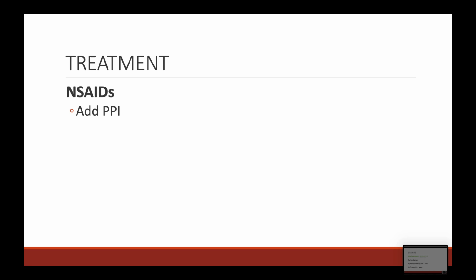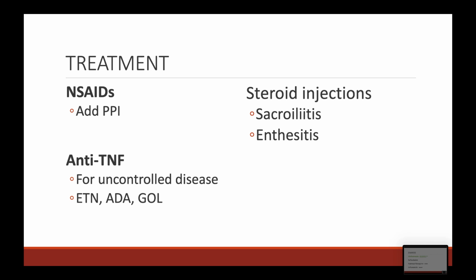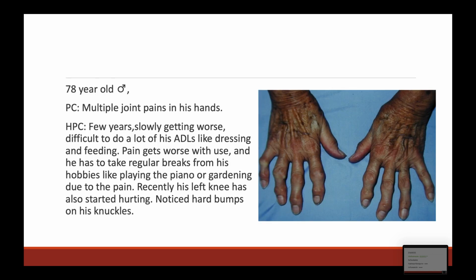Most rheumatology patients are on NSAIDs and PPIs. As well as that, you would then consider TNF inhibitors if uncontrolled, etanercept, adalimumab, etc. As well as that, you can consider steroid injections in the sacroiliac joint, as well as if you've got enthesitis, into the Achilles tendon. Okay, so moving on from there briefly.